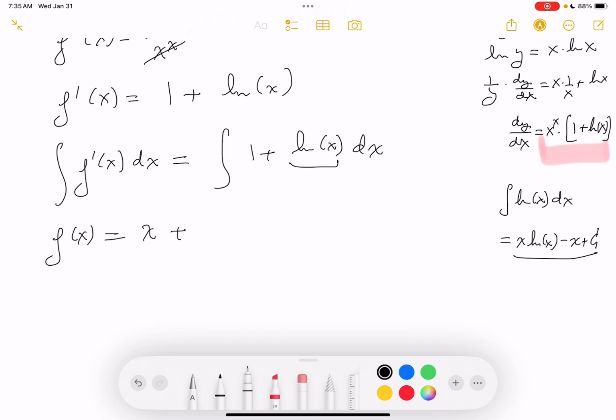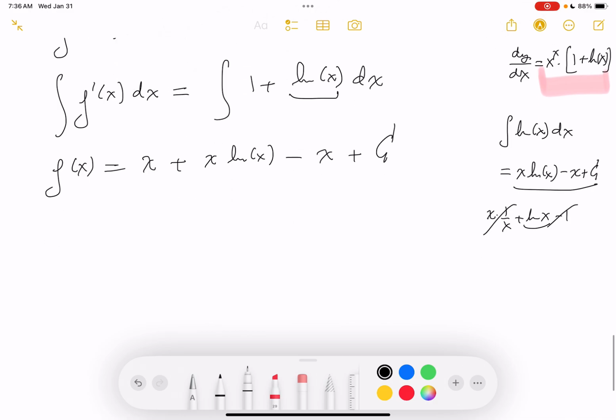Now I want to check it before I write that down, by the way. And how would you do that? I'm differentiating now. It would be x times 1 over x plus ln x minus 1, and the derivative of c is 0. This is 1, that cancels that. And yeah, I get it. So it's going to be x ln x minus x plus some constant. I have no idea what the constant is at this point. But f of x is going to be equal to x ln x plus c.